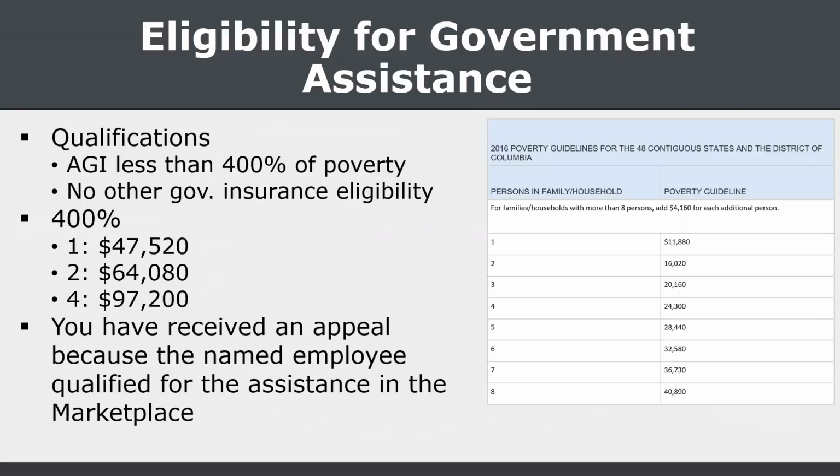They say in their form here, they're eligible for an advance payment of a premium credit or a cost sharing reduction. They abbreviate those as APTC or CSR. What we say is government assistance. That's kind of our term for capturing those two things. As long as that employee's household income is less than 400% of poverty, they're eligible for help on the exchange.